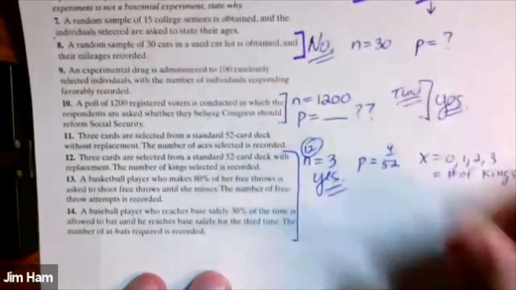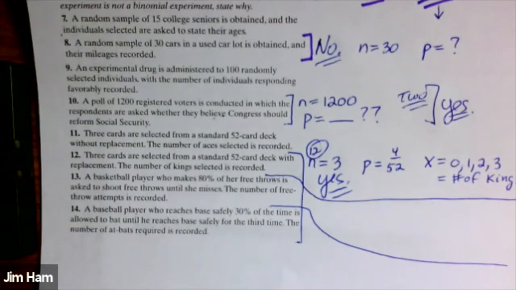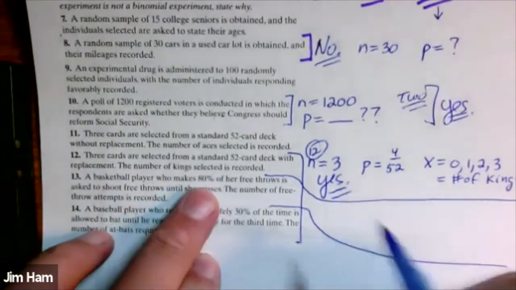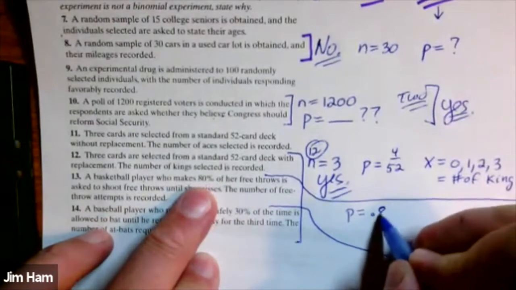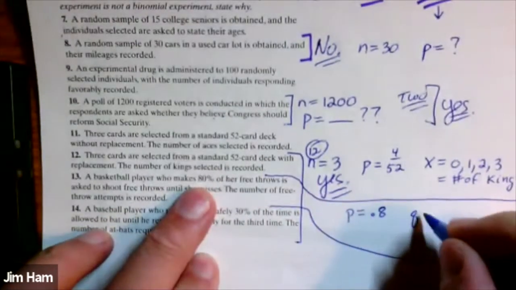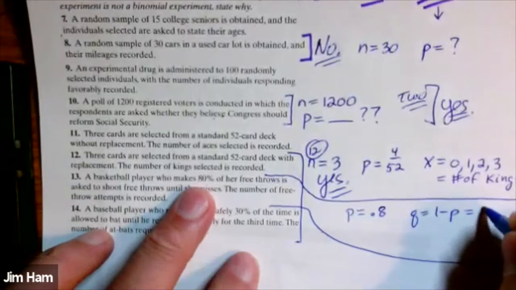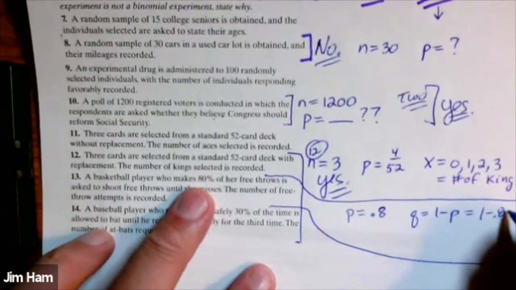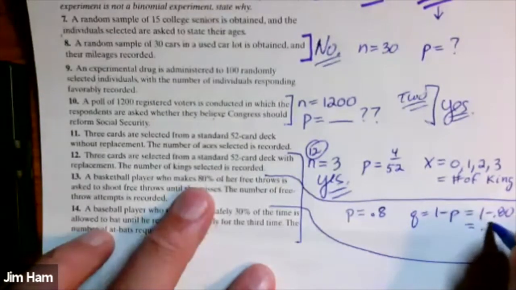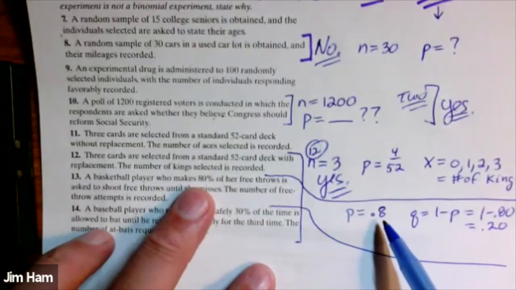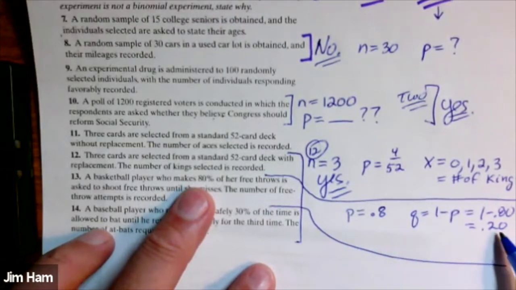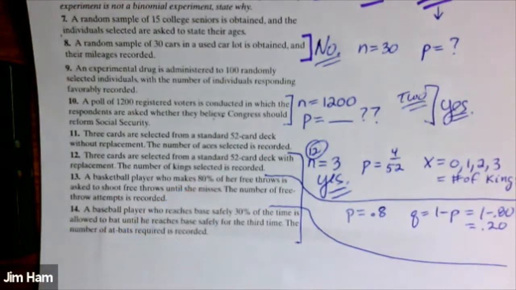Yes. What about 13? Well, I'm seeing a lot of no's on this one. A basketball player who makes 80%. So basically they're giving you the value of P there. And Q would be 1 minus P. I just want to give you another example of that. So P and Q must add up to 1. So if the probability of making a free throw is 80%, then the probability of not making the free throw would be 20%. And this one is more linked to success and failure than many of our other examples.